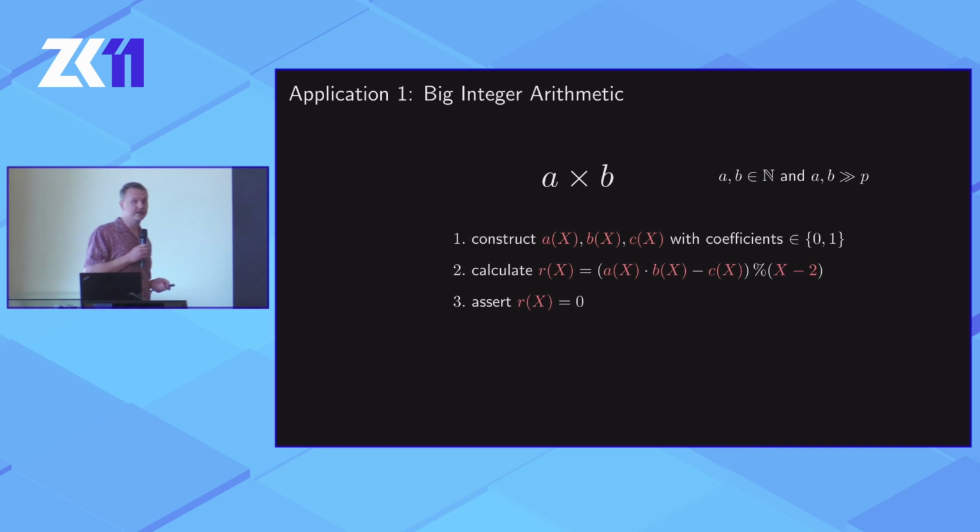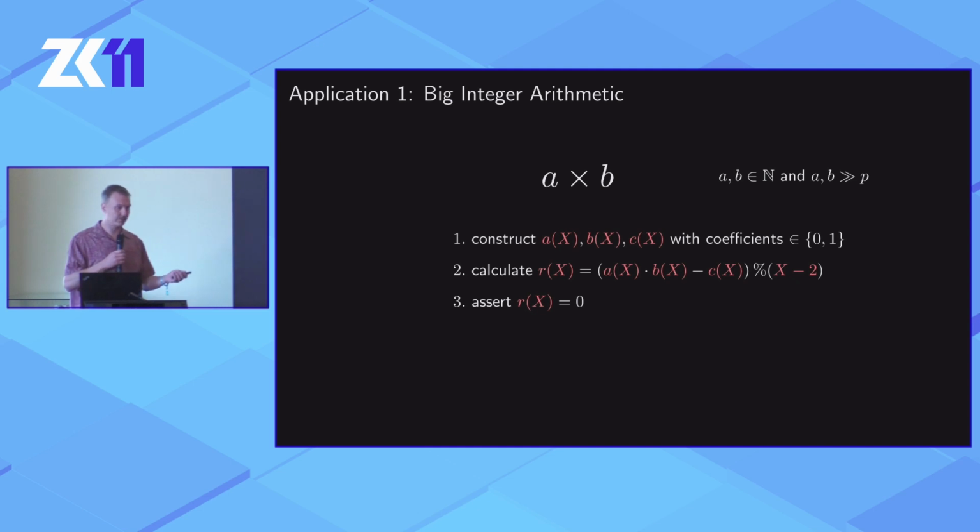Firstly is big integer arithmetic. The idea is we want to multiply, or rather we want to authenticate the correct multiplication of two integers of 2,000 bits or so. Now, you could split these up into digits and then use the schoolbook multiplication or even Karatsuba multiplication and run through that algorithm, and that's rather costly.